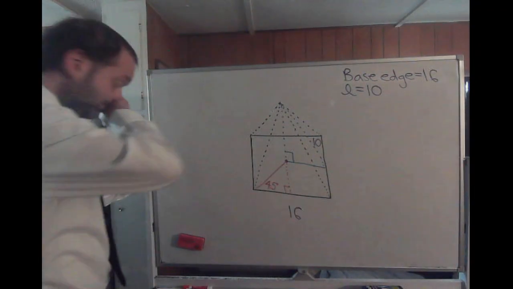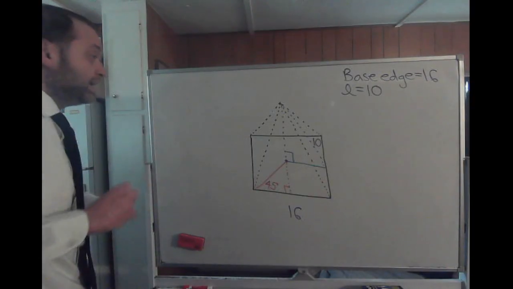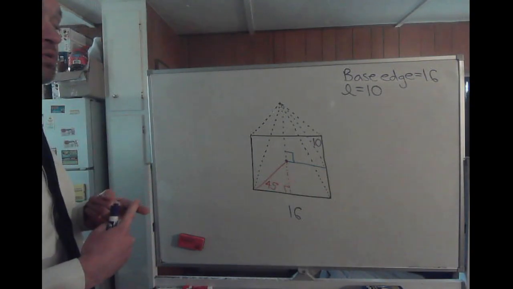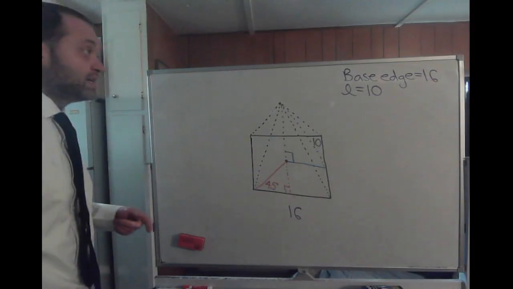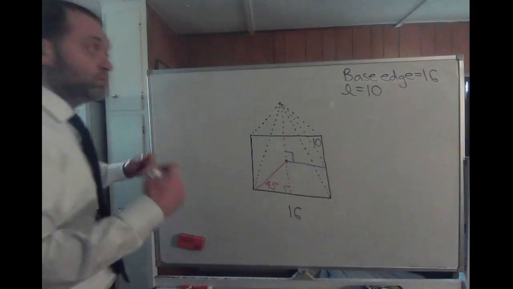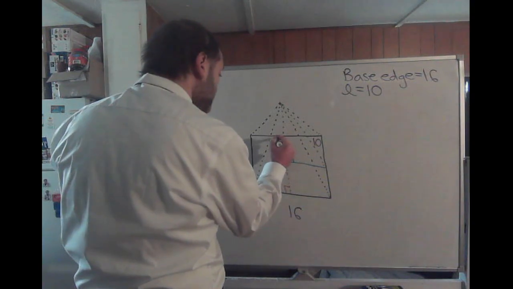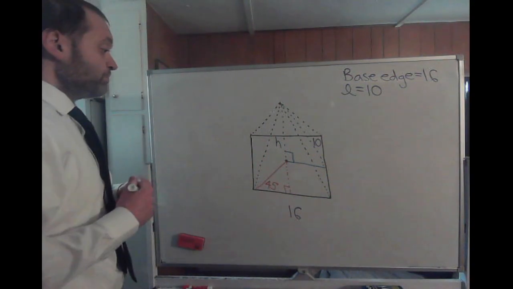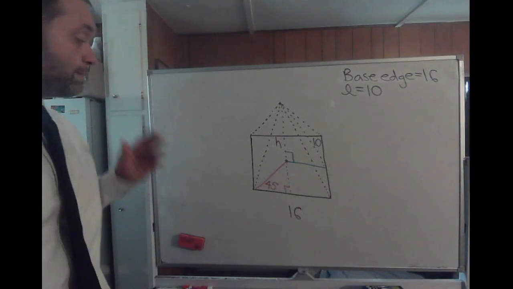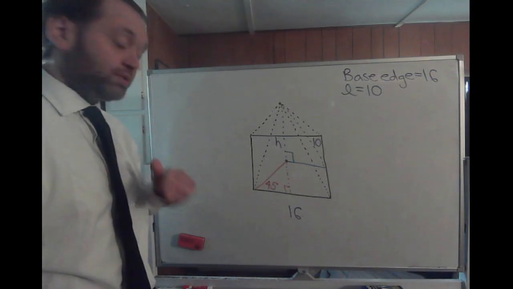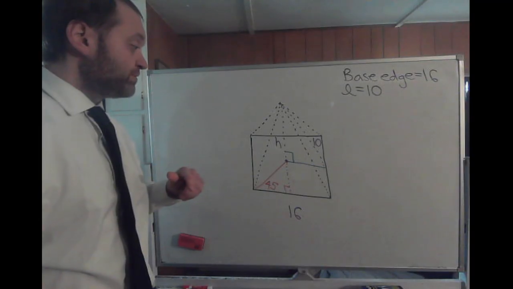Well, again, we're going to need to find the height this time. We got to find the height, because all we know are a base edge and the slant height. We don't actually know the height itself, which will be denoted by h. Well, in order to find the height, we're going to have to play with some right triangles.